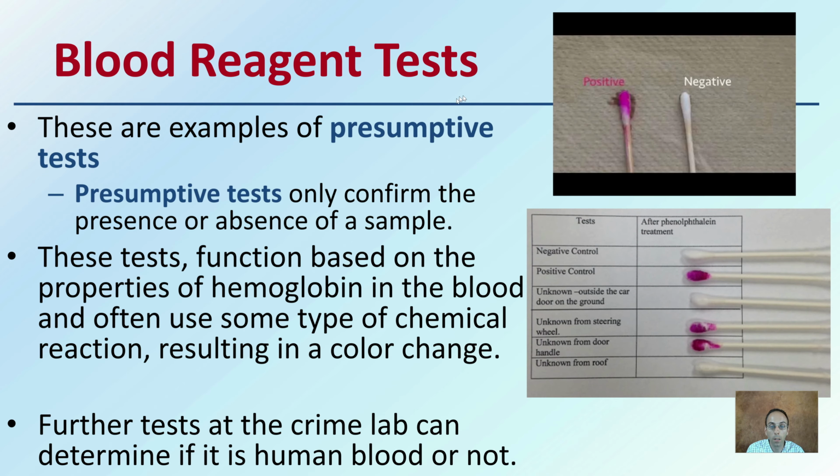Then there are reagent tests. These are examples of presumptive tests. Now, a presumptive test can only confirm the presence or absence of a sample. It kind of is a positive or negative. It doesn't really tell you much more than that, but that can still be important.